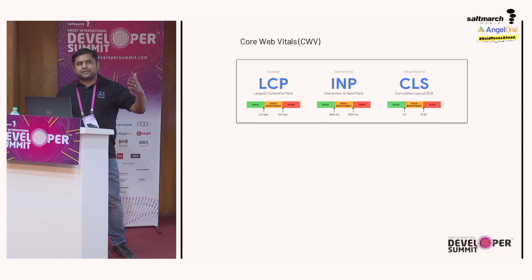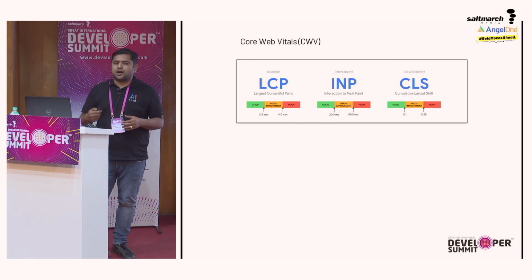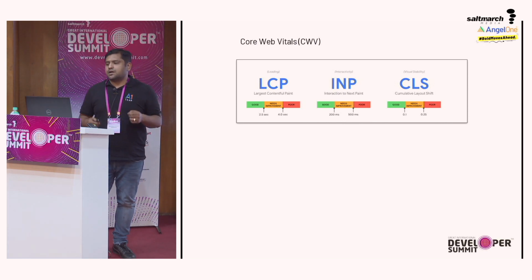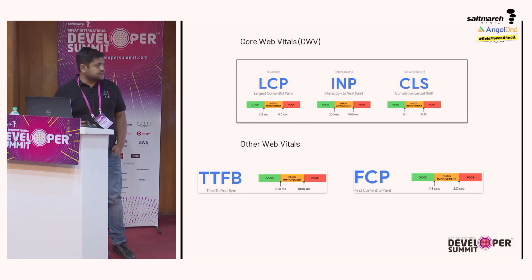LCP mainly deals with the loading performance of the app. INP is Interaction to Next Paint, which deals with interactivity, and CLS tells how visually stable your page is once it is rendered. INP and CLS are post-load metrics. In a similar line, there are other Web Vitals like TTFB and FCP.